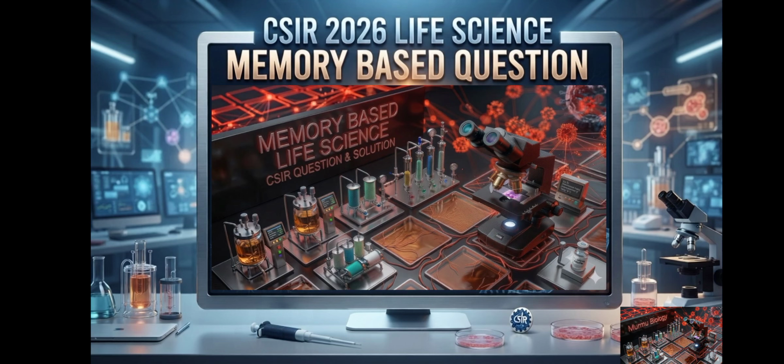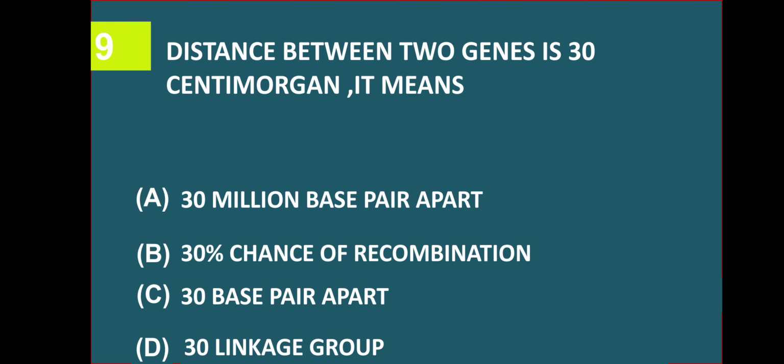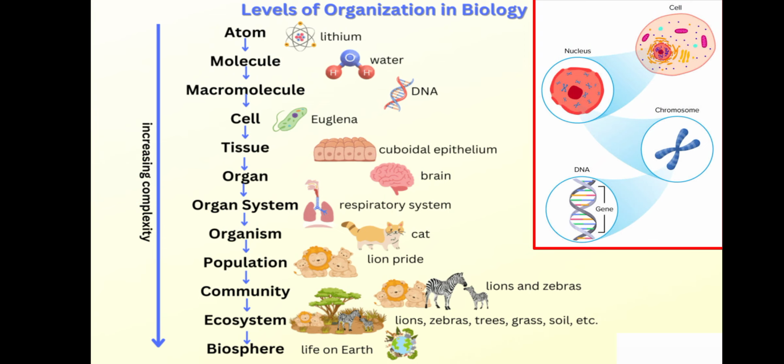Good morning. CSIR life science memory based questions we were talking about. One of the questions was: distance between two genes is 30 centimorgan. What it means? The options were 30 million base pair apart, 30% chance of recombination, 30 base pair apart, or 30% linkage group, isn't it?